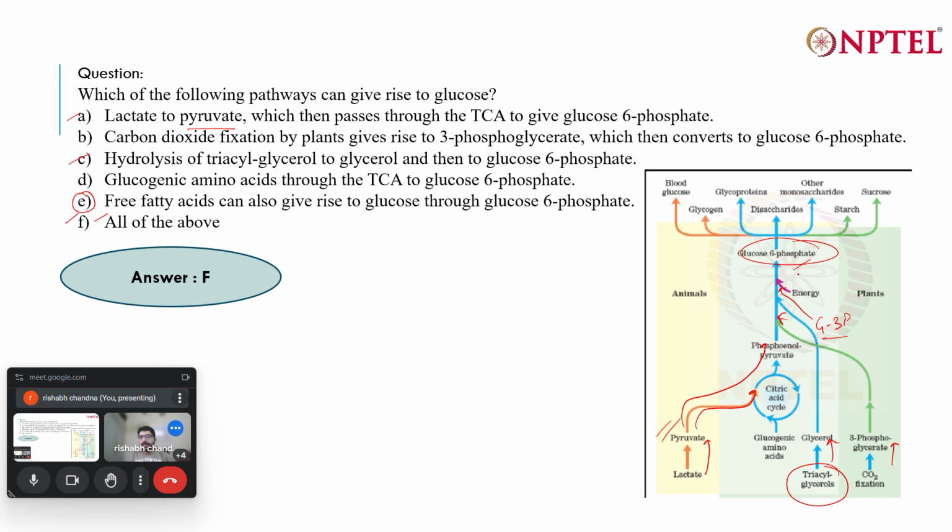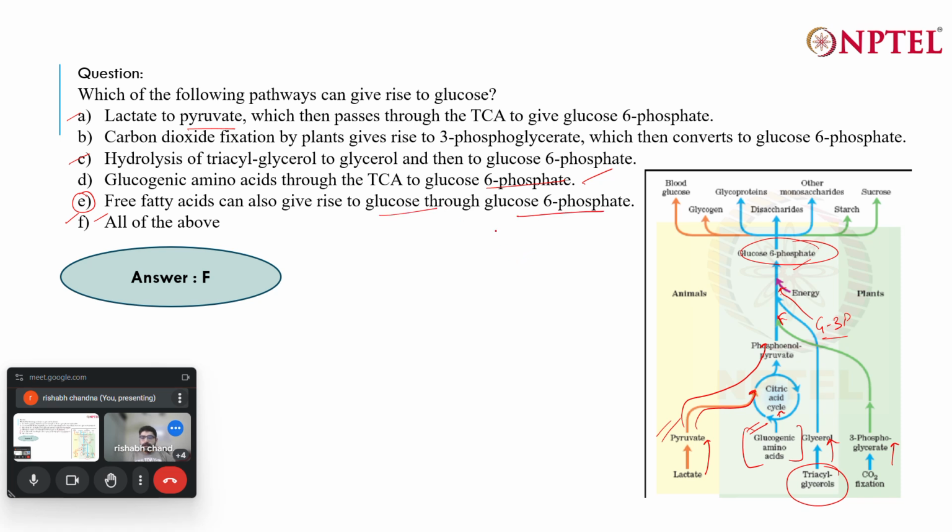Then glucogenic amino acids through the TCA cycle to glucose 6 phosphate. So yes, glucogenic amino acids are those amino acids basically that are formed from glucose, or that are formed from the TCA cycle. So these amino acids can directly enter the citric acid cycle and can give rise to glucose 6 phosphate. So yes, this is also correct. Then free fatty acids can also give rise to glucose through glucose 6 phosphate.